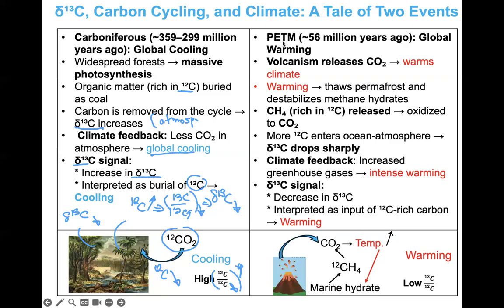However, PETM, the volcanism that we talked about before, 56 million years ago, what happened is that because of volcanism, it will release CO2. CO2 is a greenhouse gas. It causes the temperature to warm up, and the warming itself thaws permafrost that stabilizes the hydrate. Once permafrost is melted, the methane hydrate beneath it will start to release CH4, which is rich in C12.